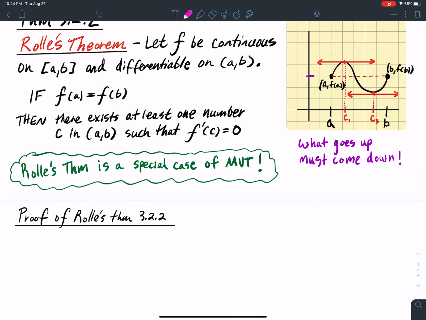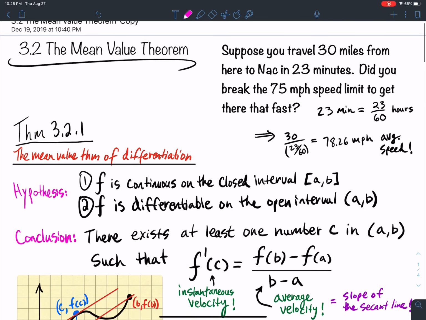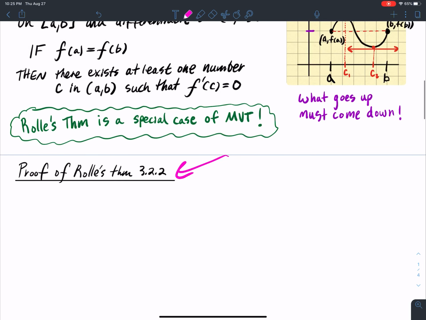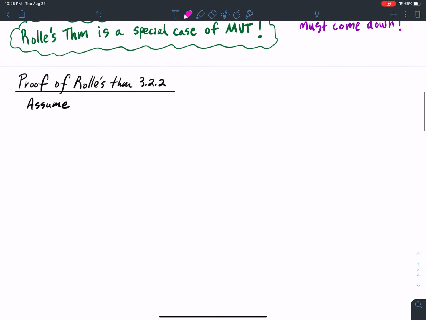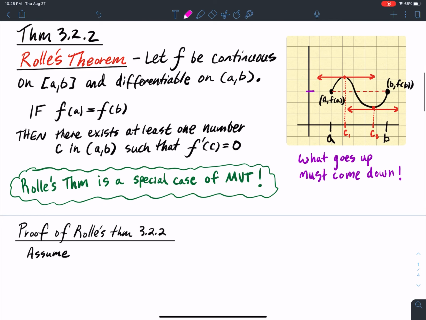And the reason I prove Rolle's theorem first is because I use Rolle's theorem to help prove the mean value theorem. So we need to prove Rolle's theorem first, and then we'll prove the mean value theorem. So how do I prove Rolle's theorem? Well, to prove something, we have to start with the assumptions. What are my assumptions here?